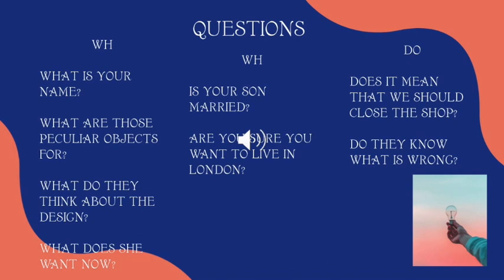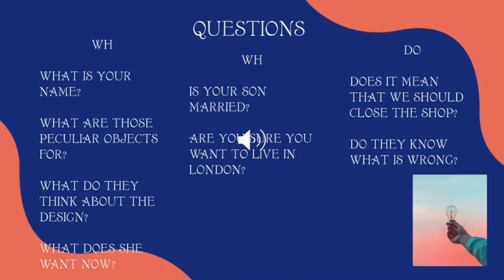What do they think about the design? If we want to use action verb think, we have to add verb to do, depending on the subject. The subject I use here is they, so they always comes together with do. So we put do after the WH word. What do they think about the design? Next, what does she want now? Okay, next.